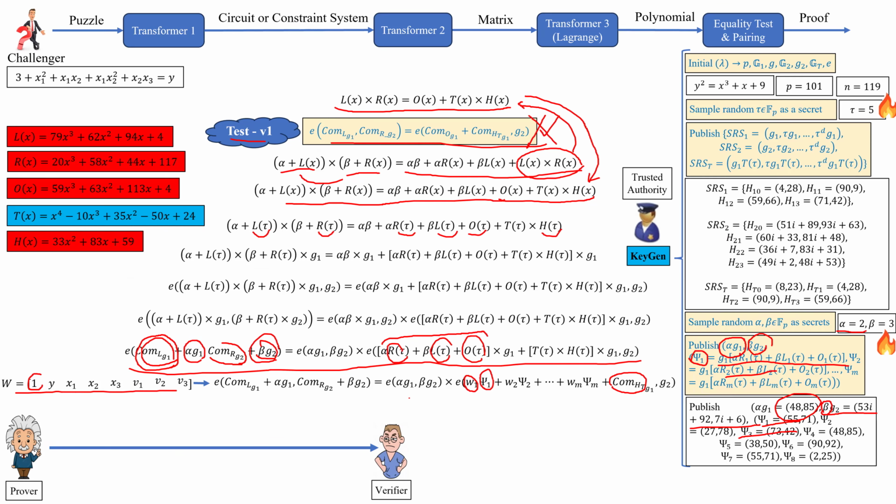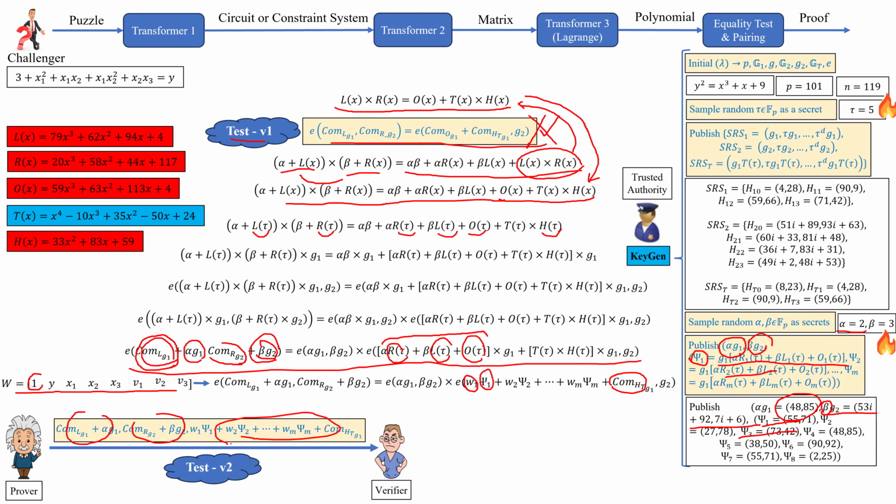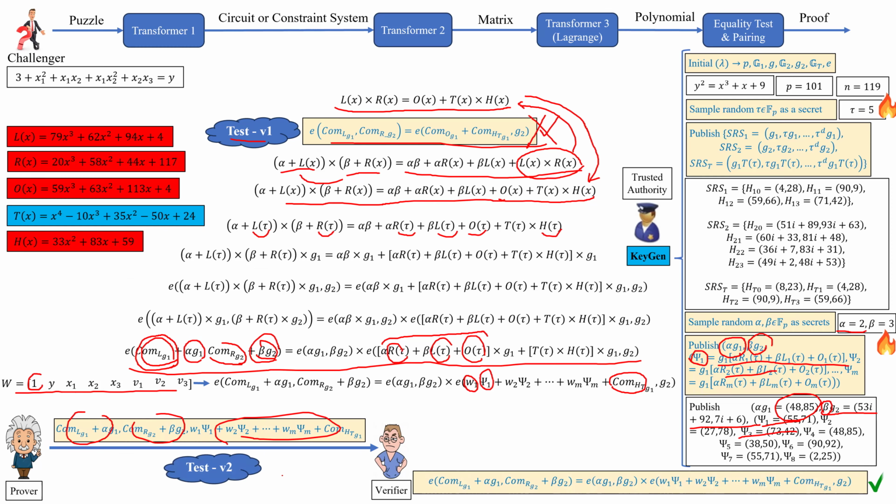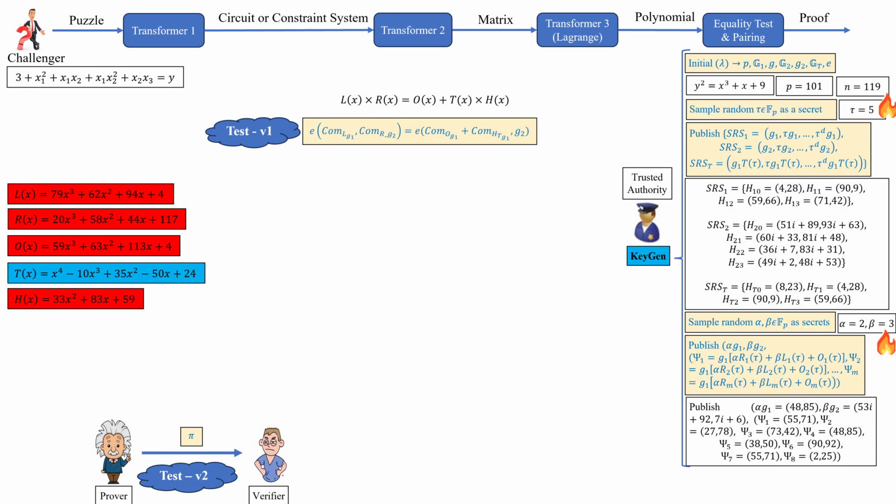Okay, now we have this test. So instead of test version 1, the prover sends these values and these values and these values to the verifier, and the verifier will check this test. And if this test is valid, the verifier is convinced that the prover knows the knowledge. So let's compute this test.